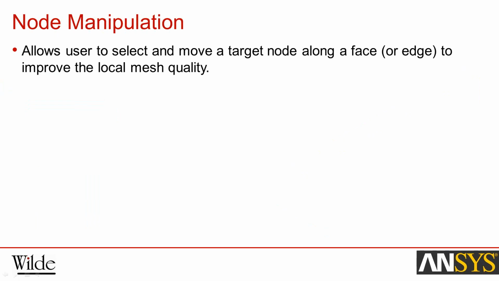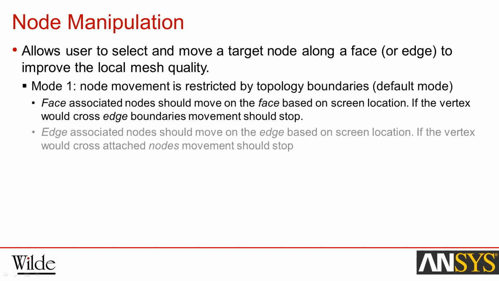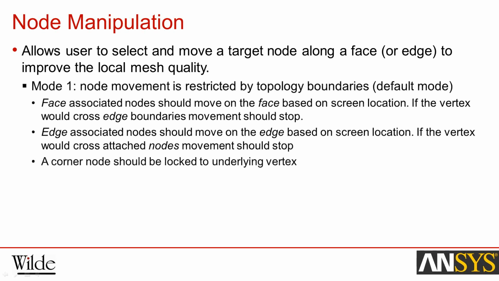If we are not happy with the quality of our mesh, we have the option to manually move nodes to improve the quality of certain elements. The movement of each node is restricted to be along the face of the geometry that it is attached to. In the default mode, the node movement will be constrained by the boundaries of this face, or if instead we have selected a node that lies on an edge, then the node movement will be constrained by that edge.